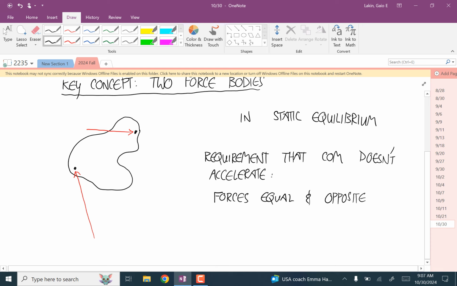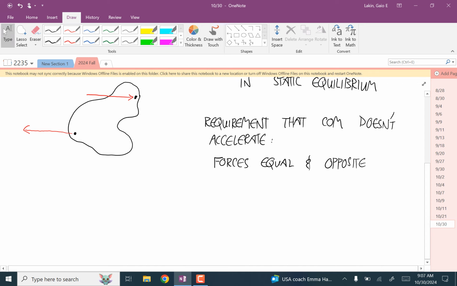Okay, so you can't have a situation like this. But now I'm going to redraw one of these and think about a case where these forces are equal and opposite. Okay, so now imagine those two are equal and opposite. Would this be in static equilibrium? Almost. Well, the center of mass would not accelerate, but this thing would spin.